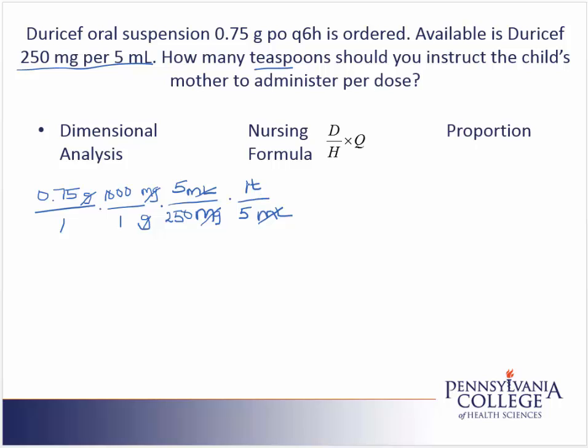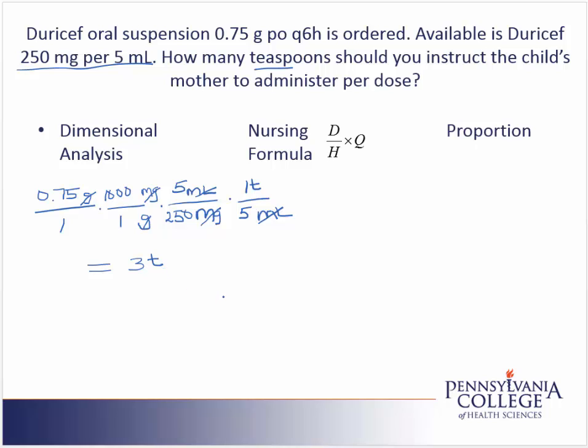Now my answer will be in teaspoons because that's my only uncanceled label, and I'm ready to do the math. So I'll take 0.75 times 1,000 times 5 divided by 250 divided by 5. And when I do all of that work, I come up with an answer of 3 teaspoons.